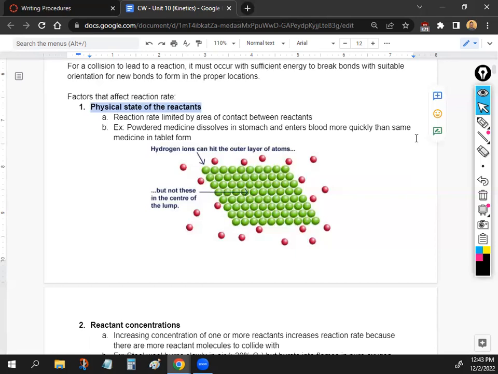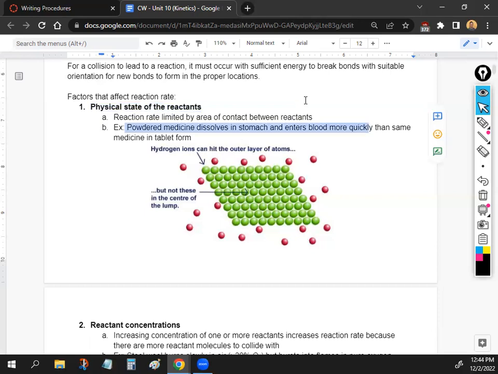So a good way to think about this is if you guys have ever put a sugar cube in water, it takes a while to break down, right? Because it's a cube. There's only so much surface area for the water to interact with the sugar. But if you put powdered sugar, it dissolves a lot quicker, right? And it's because it's powder, there's more area for the water to react with. Okay, so powdered medicine dissolves in your stomach and is absorbed more quickly than something in a tablet.